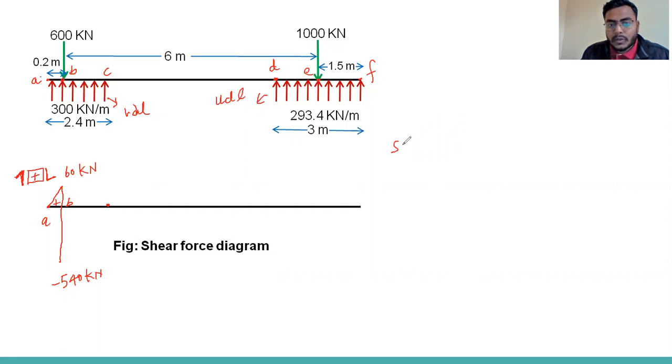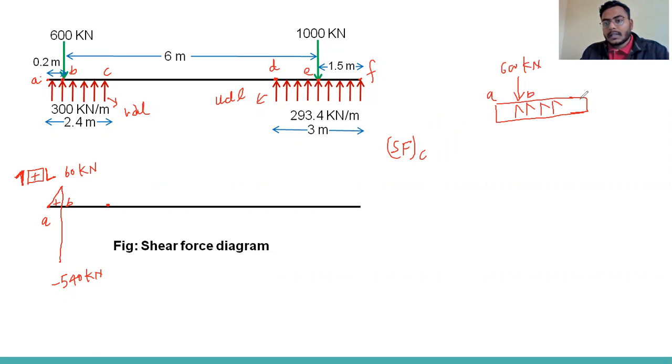So shear force at point C. So we will find like this. This is the loading pattern. This is point A. Here the load is coming 600. Here the point B. This is the point C. So we are going to calculate shear force at this point.